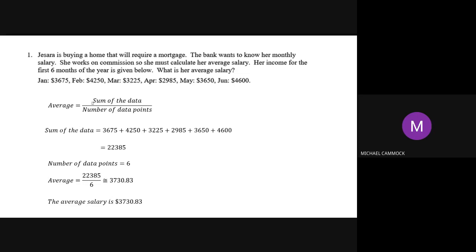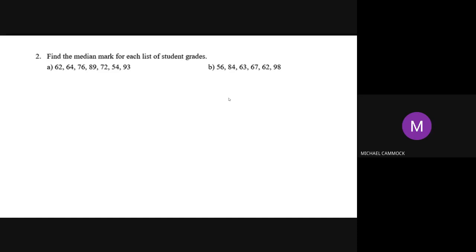So remember, it's based on a percentage. Some months you're high. If your sales were good in some months, you get a higher commission. If your sales are low in some months, you get a lower commission. But on average, that's what she earns. So that's that question. We're done. Let's move on. Let's find the median now for each of these lists of grades.